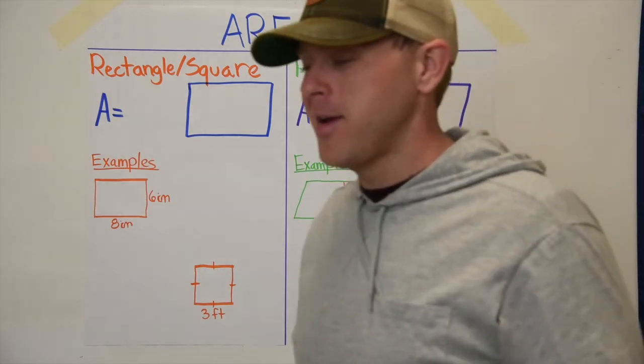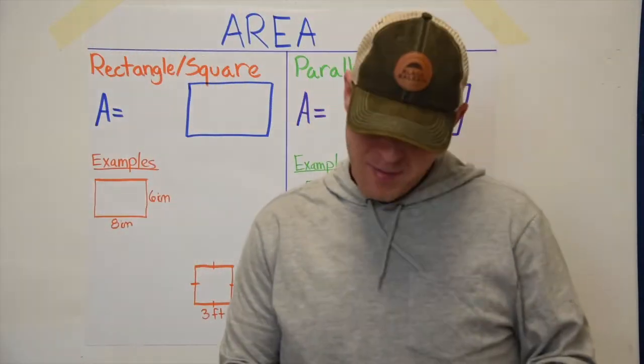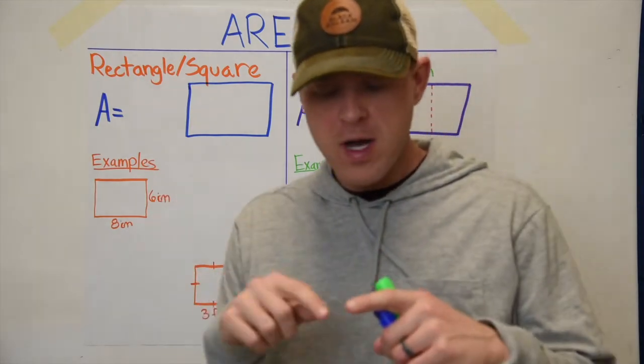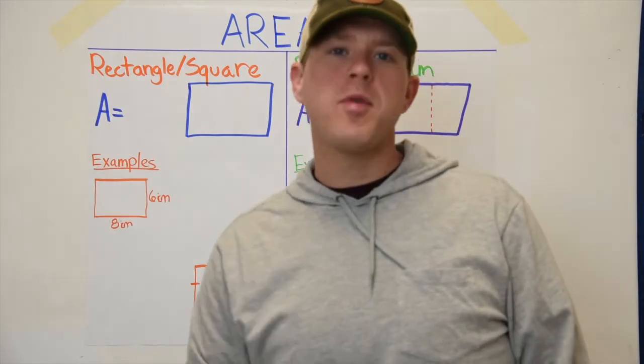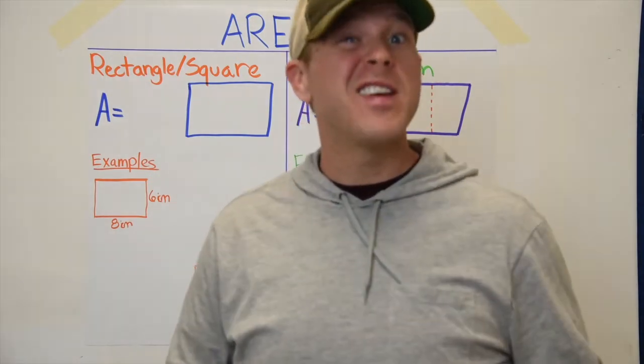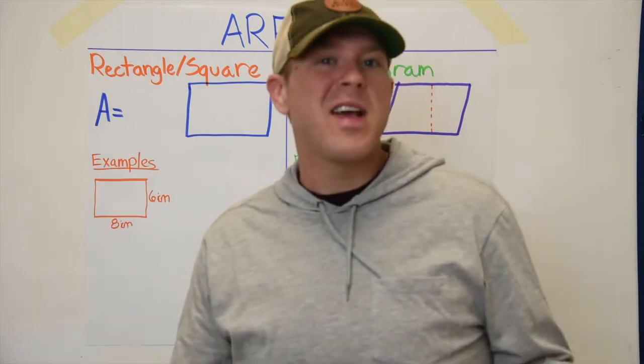So what is area? Area has to do with how many little squares, imagine these little squares. If we're dealing with centimeters, imagine a little square that's a centimeter by a centimeter. So what we're talking about is how many of those little squares can I fit inside of a shape. That's what we mean by area. How much can I fit inside that shape?